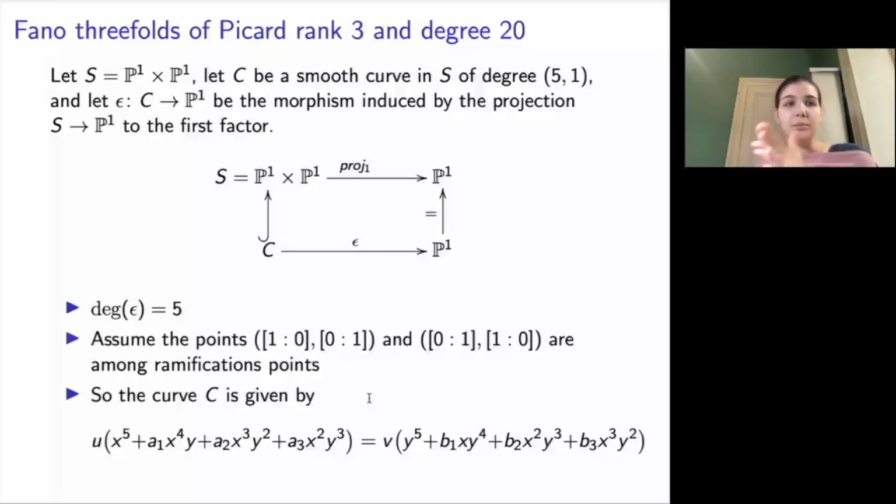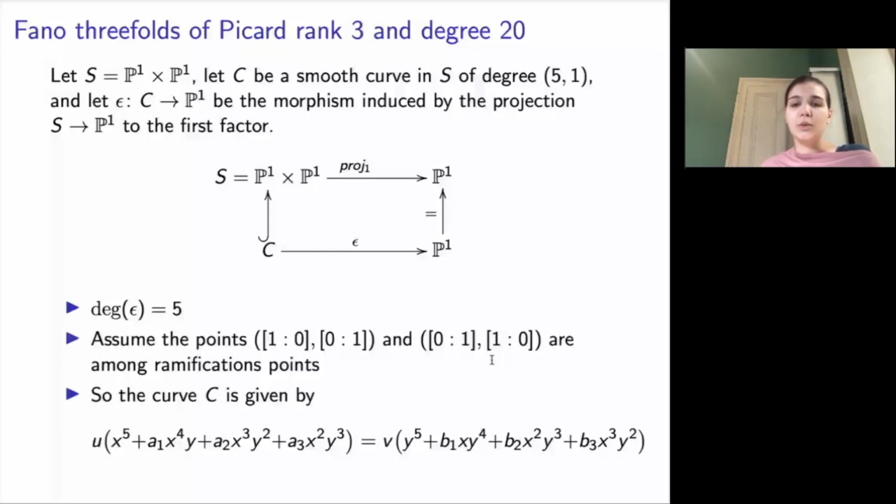Okay, so how do we build Fano threefolds of the Kähler rank 3 and degree 20? First of all, we take the surface S, which will be P1 cross P1, and consider a smooth curve C of degree (5,1) in this surface S. Now we can have a look at the morphism induced by the projection of S on the first factor from C. Note that the degree of this morphism will be 5, and we can assume that the points (1,0),(0,1) and (0,1),(1,0) are ramification points for this morphism.